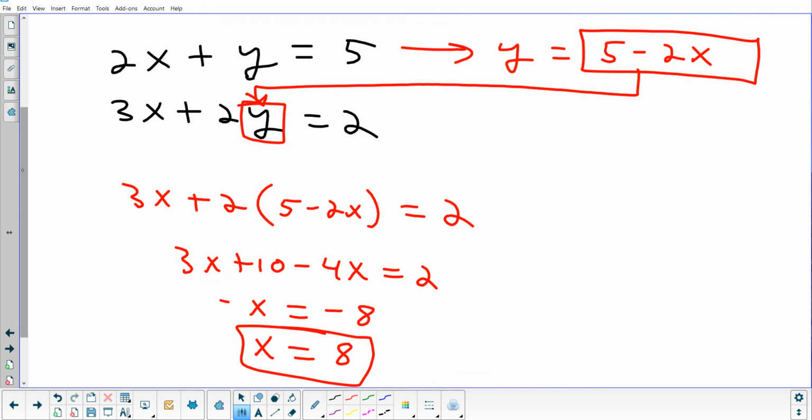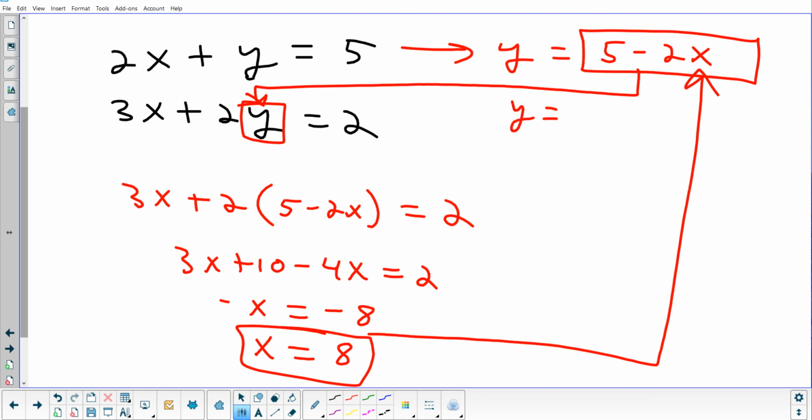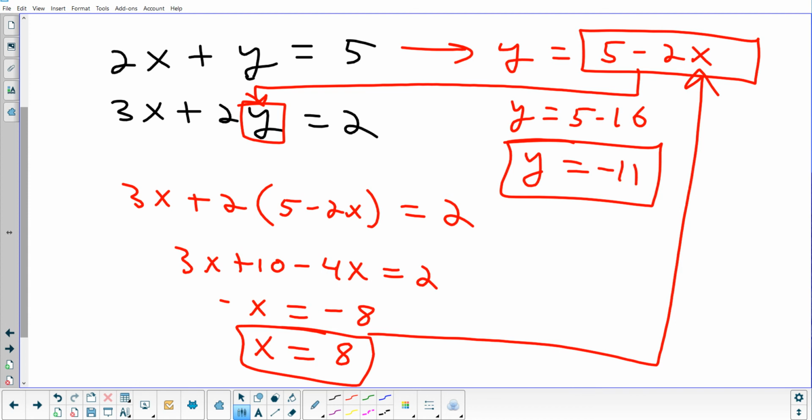Okay, what do I have to do now? Plug it back in. Plug x back in, and then we'll solve for y. Okay, so I'll do that. You know what, I'll just do it right here. 5 minus, what's 2 times 8? 16. And 5 minus 16 gives me negative 11.